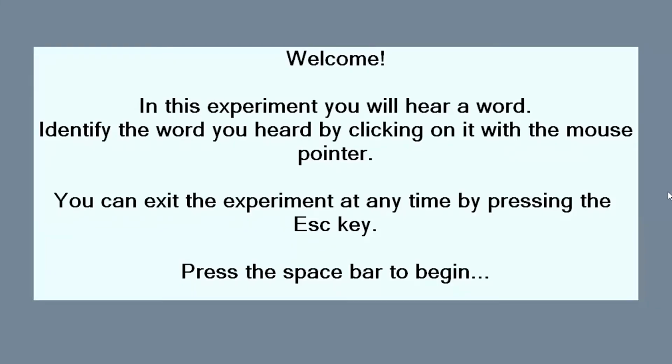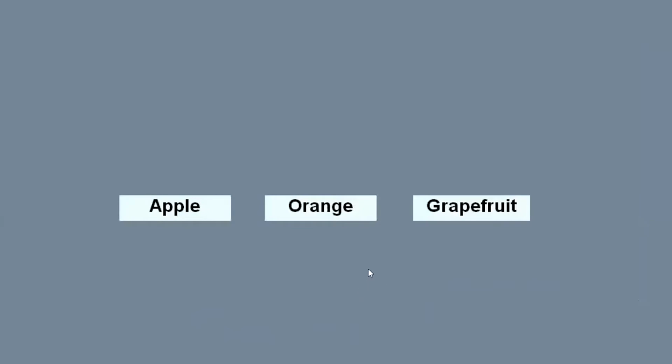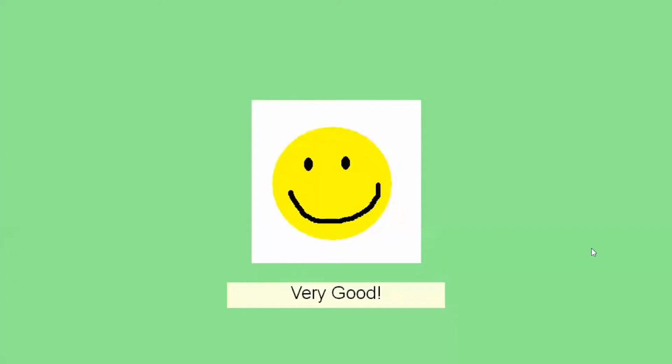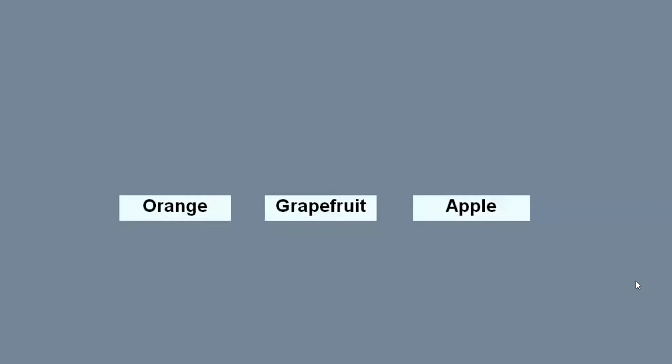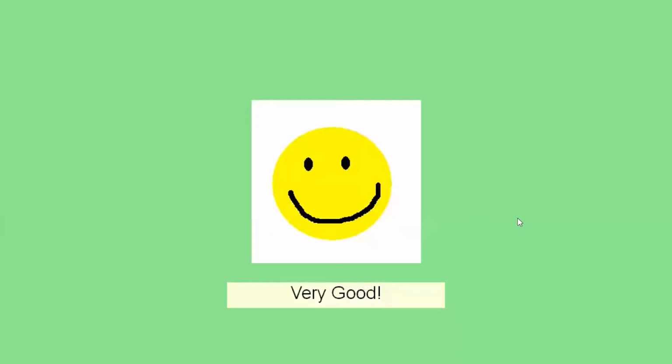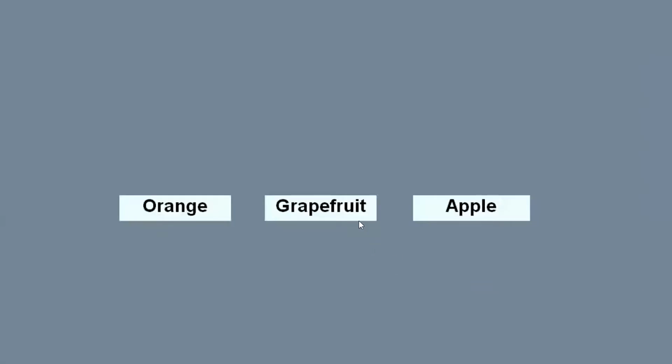We see some introduction, and we can press the space bar to begin. Grapefruit. Very good. Apple. Very good. Orange. Uh-oh, try again.